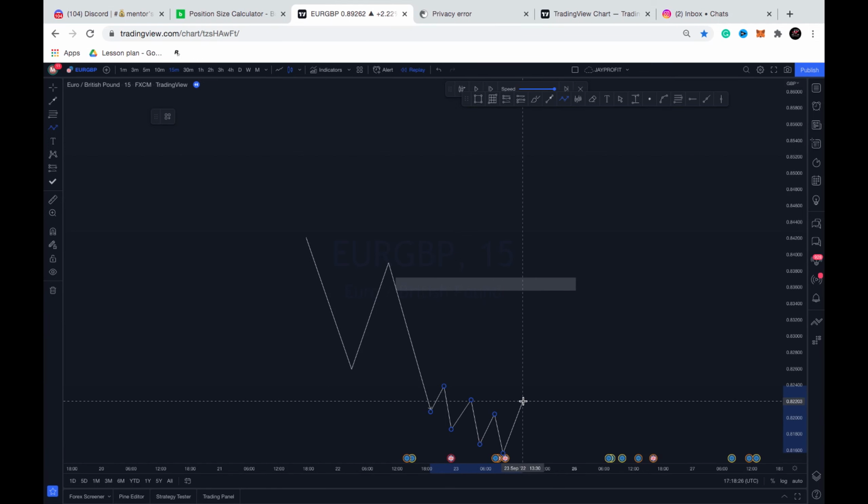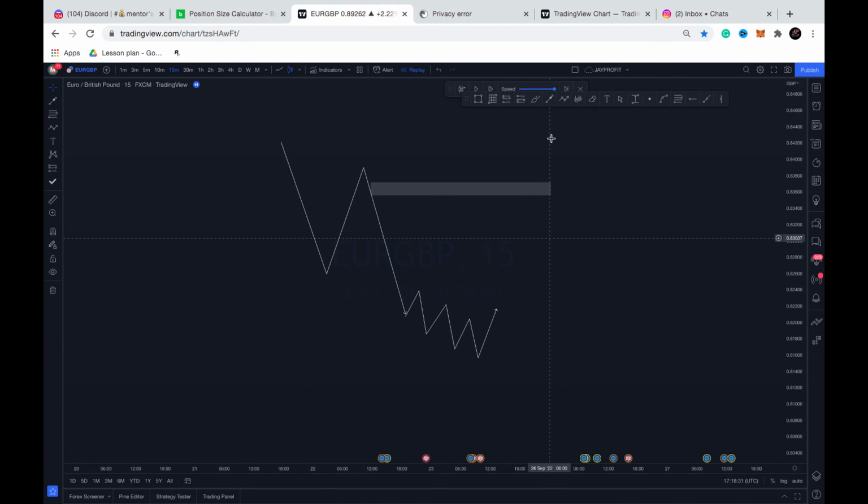So let's say we have this change of character setting right here. All right, after the change of character, here is the change of character. Now what do I do? What I'll do is just simply wait for price to... Now automatically there will be an existing area of demand right here. I will not take my trade, I will not set any limits, I will not set any order on this area of demand here. Why?